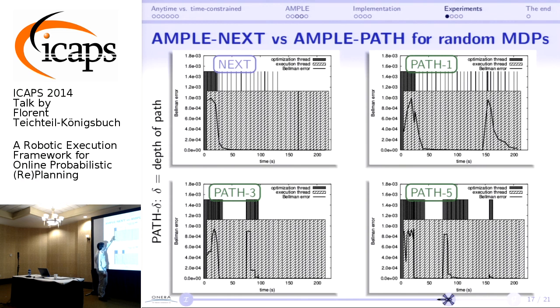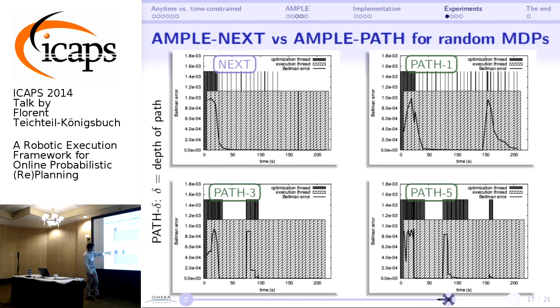And for next, we see that we spend a lot of time at the beginning to optimize. But then, every time we encounter a new state, we already optimized ahead of time, so we don't need to optimize again, and we can directly apply the policy. And we see that the Bellman error dropped quite quickly. Now for the path strategy.